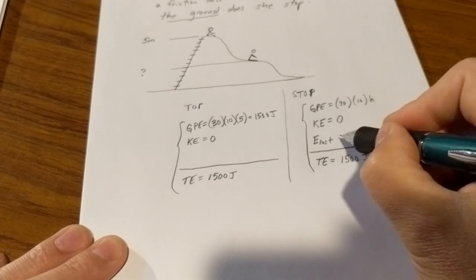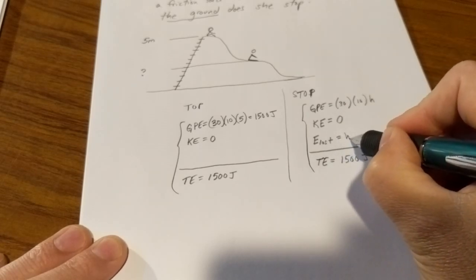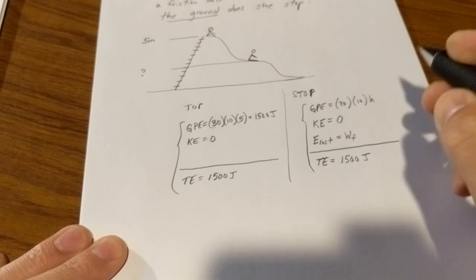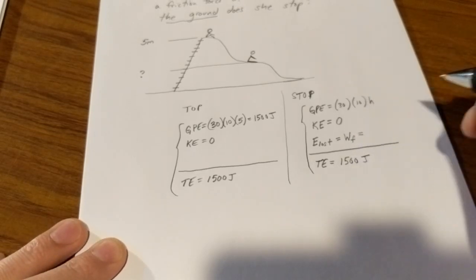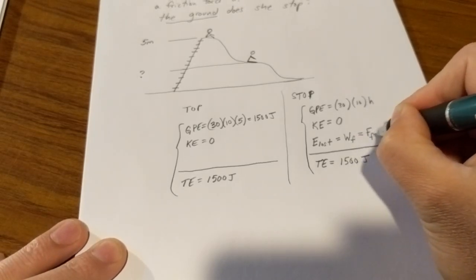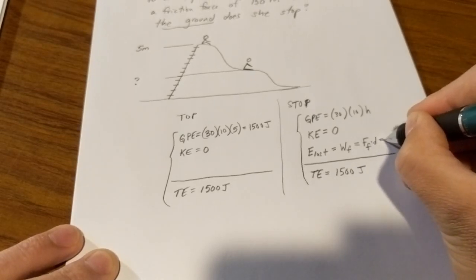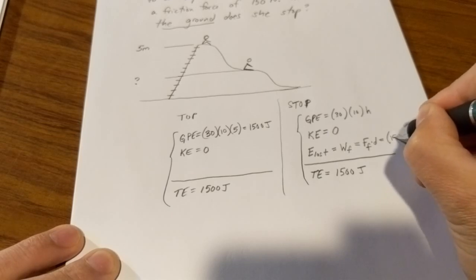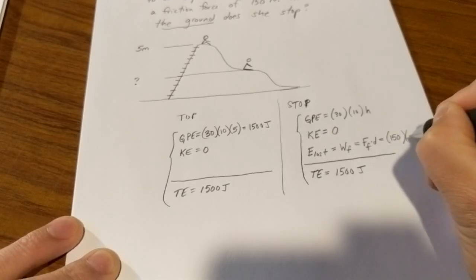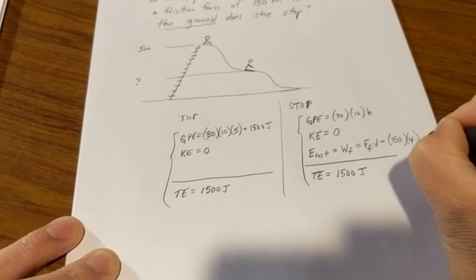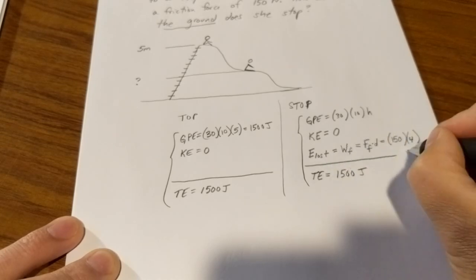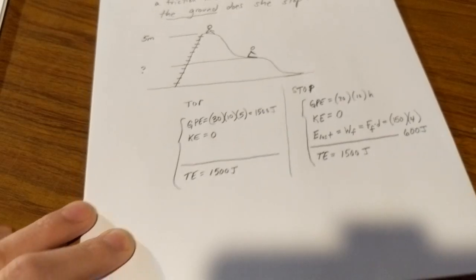This energy lost is due to, again, work done by friction, and it's equal to the force of friction times the distance, which in this case, we were given. The force of friction is 150 newtons. The distance over which it acted was 4 meters. And so the energy lost due to friction was 600 joules.